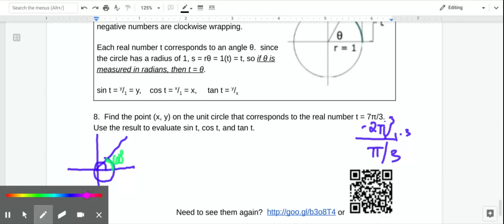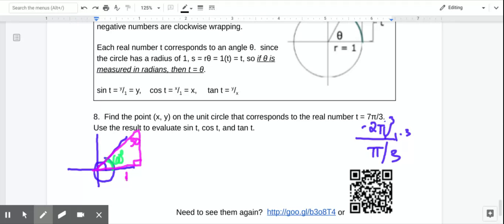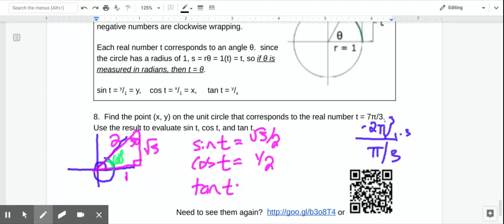And then we can draw that special right triangle again, just like we did before. Okay. So since this is 30, we have 1, 2, root 3. It's in the first quadrant, so everything's positive. So now we want to find the sine of t, which is opposite over hypotenuse, root 3 over 2. Cosine of t, which is adjacent over hypotenuse, 1/2. And tangent of t, which is opposite over adjacent, which is root 3 over 1.